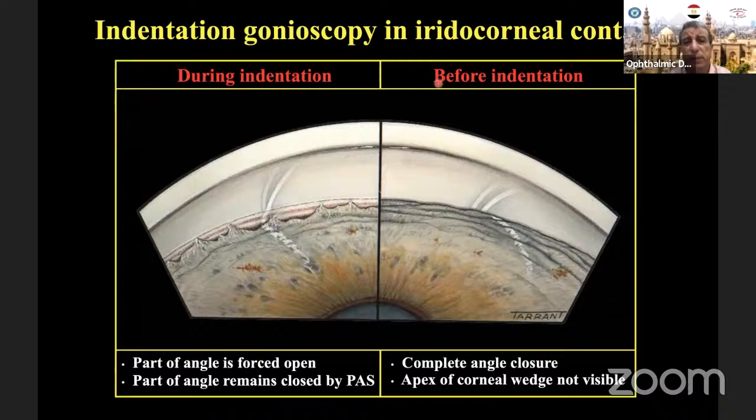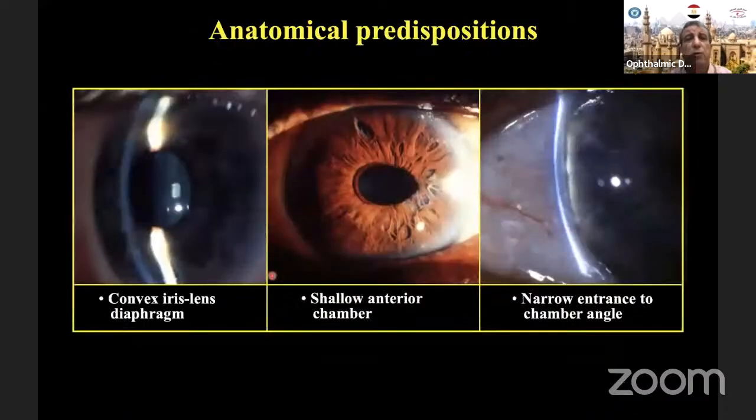Indentation gonioscopy, as you could see here, and you see little iris processes attached to the trabecular meshwork here. Here we have a complete angle closure. The apex of the corneal wedge is not visible. This is before indentation. After indentation, you see that parts of the angle are forced to open and parts of the angle remain closed with peripheral anterior synechiae. These are the iris processes attached to the trabecular meshwork. Okay.